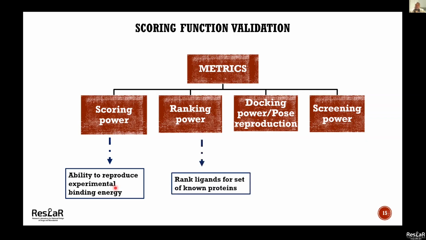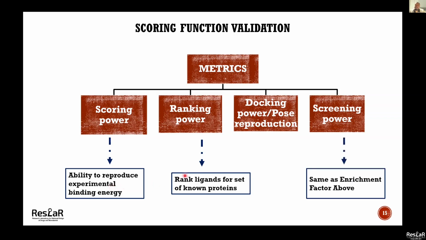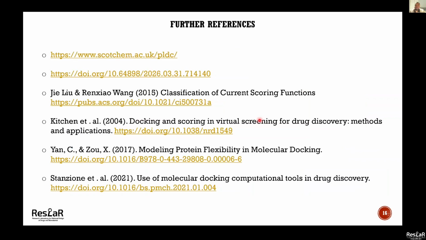Then the ranking power, if you have a known protein with ligands with known binding affinities. If you use your scoring function to do docking, to do the ranking, does it reproduce the known ranks that the ligands natively possess from the experimental binding affinities? And you can also look at screening power, which is the same as enrichment factor. We also look at pose reproduction, which we already defined initially as an alignment, and then you compute RMSD. So that is the summary of the virtual screening.